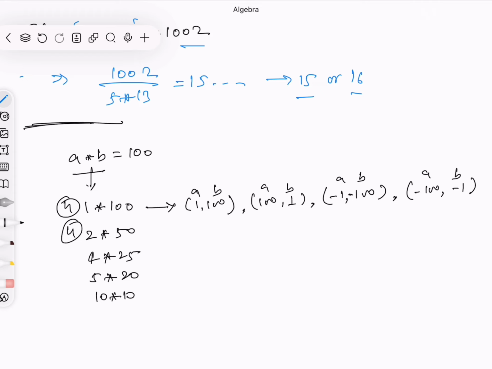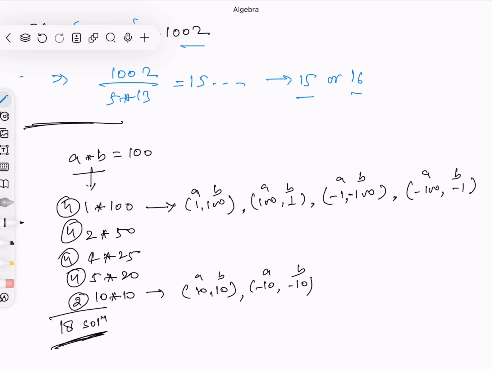This could also be written in 4 ways. This can only be written in two ways because 10 comma 10 would be the same. You cannot write it as a different 10 with b this time and a this time, 10 is the same. So that is why 10 comma 10 and minus 10 comma minus 10. A and B or AB or BA, whatever you want to call it. So in total, you have 18 solutions.